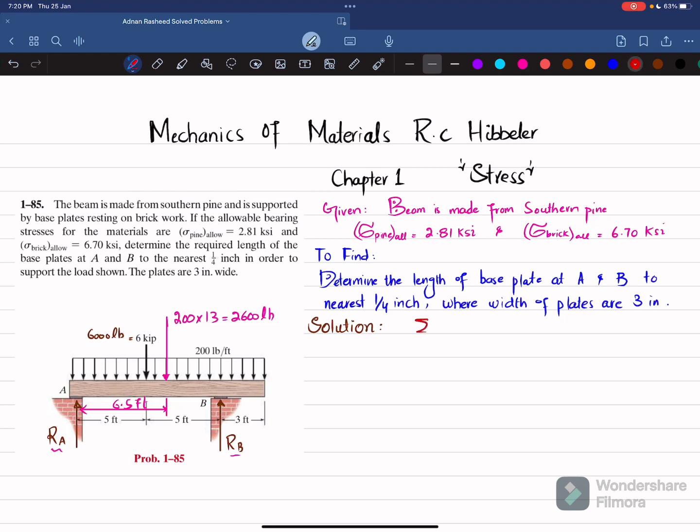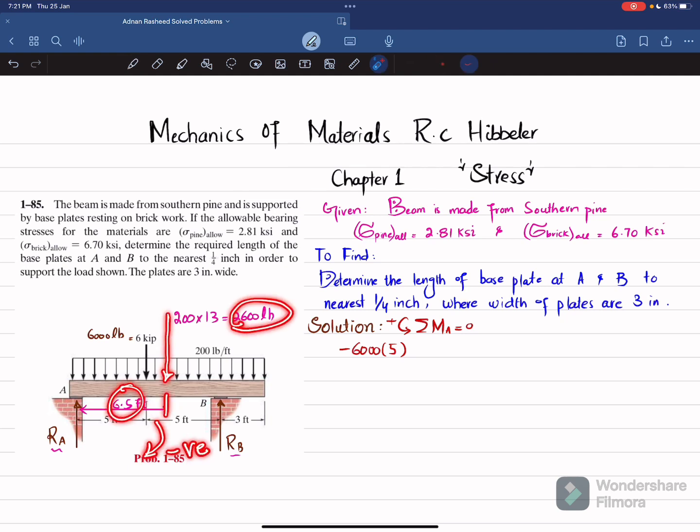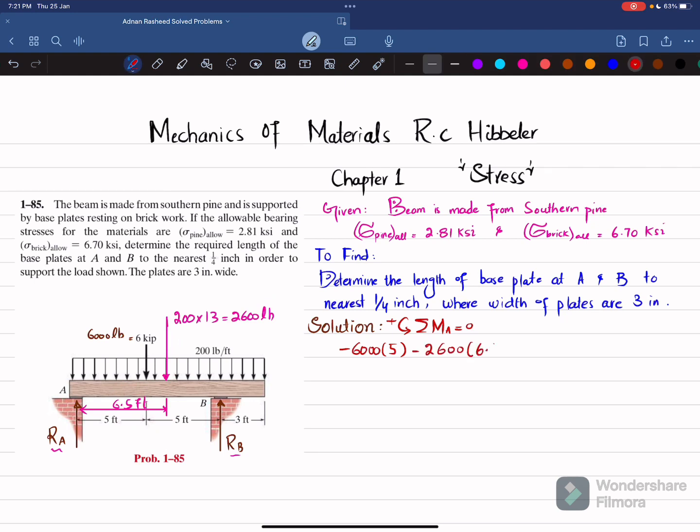So first equation of equilibrium: the sum of all moments about point A is equal to 0, taking counterclockwise moment as positive. About point A, the first moment is due to the 6 kip, or 6,000 pound load, and the perpendicular distance is 5. This produces clockwise moment, so it will be negative. So I will write minus 6,000 into 5. The second moment is due to this load, 2,600, and the perpendicular distance is 6.5. This is also producing clockwise moment, so it will also be negative. So I can write minus 2,600 multiplied by 6.5.